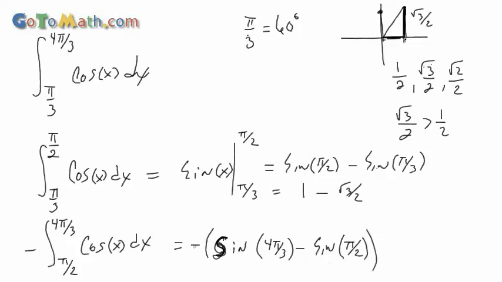Okay, now remember we got this minus sign out here. All right, well let's look at this. Sine of 4 pi thirds. Okay, so if this is 60 degrees, so this is a pi thirds, a pi thirds, a pi thirds, right? And then of course we have 1 pi third, 2 pi thirds, 3 pi thirds, and 4 pi thirds. We're down here, right? We're down here.